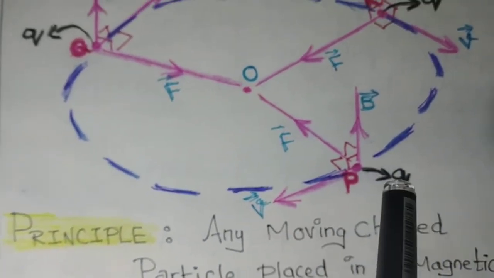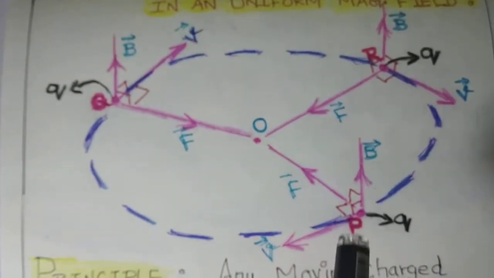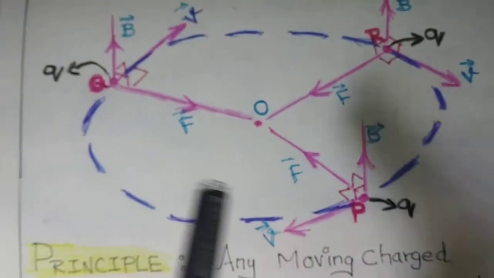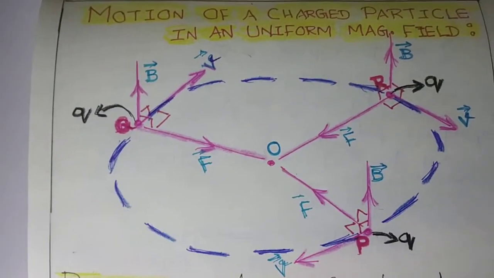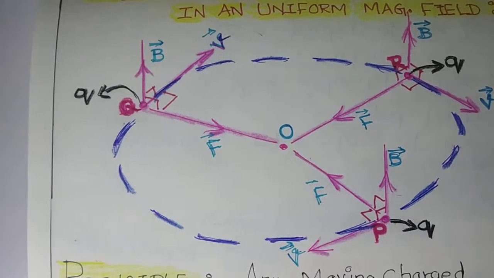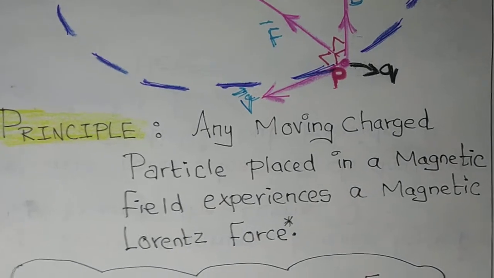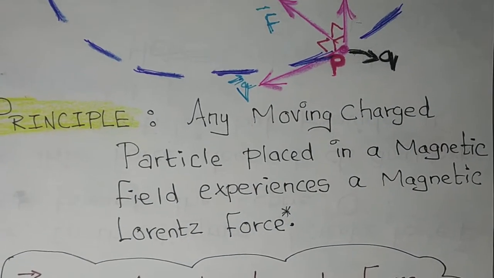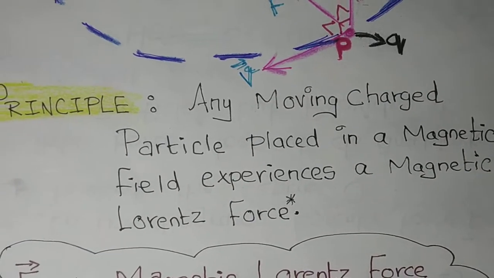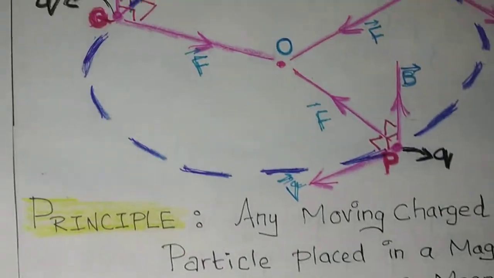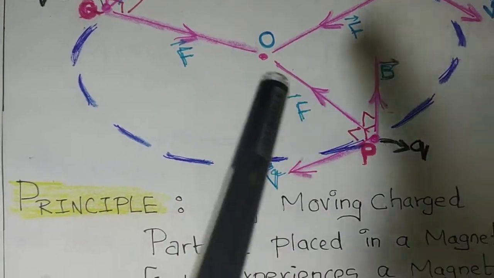But this moving charged particle is placed in a uniform magnetic field which is acting along the z-axis at different positions. Okay, now the principle behind this. Any moving charged particle placed in a uniform magnetic field experiences a magnetic Lorentz force. Here, in this diagram, F is the Lorentz force which is acting towards the center.